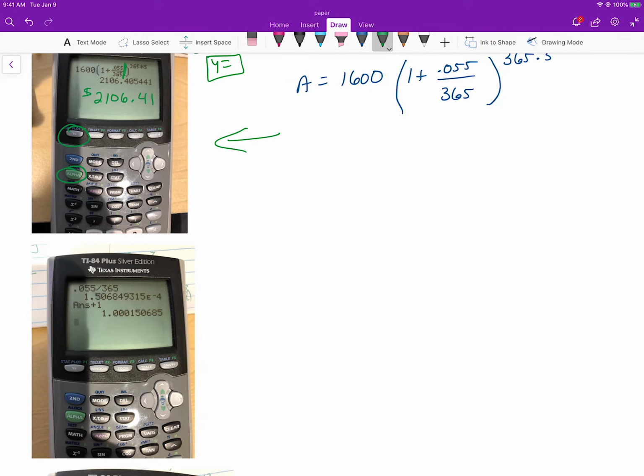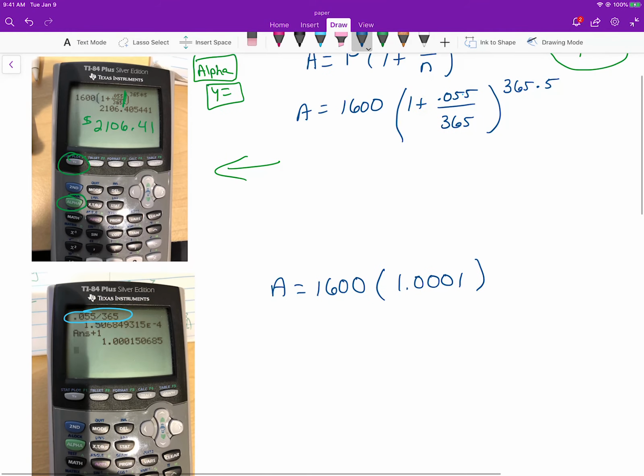of operations. So the way we simplify is we would first, in the calculator, put the fraction, and I put that first. And then I'm not rounding at all. It's a big number in scientific notation. I left it alone right in the calculator, and then I just put the 1 there. And then we have this A equals 1600, and then it's this 1.0001 to the 365 times 5.